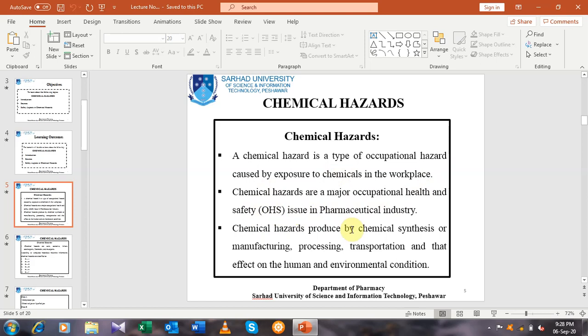Chemical hazards are produced by chemical synthesis or manufacturing, processing, and transportation, and they affect human and environmental conditions. Chemical hazards not only affect humans, but also have a huge effect on the environment as well.